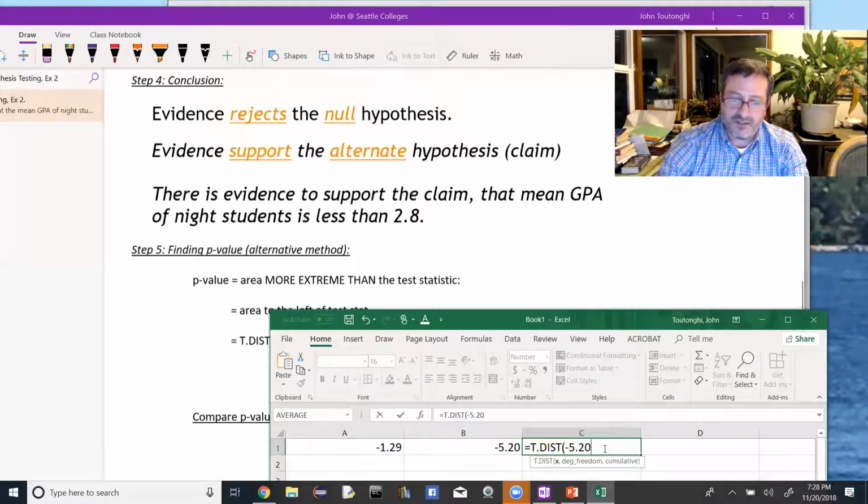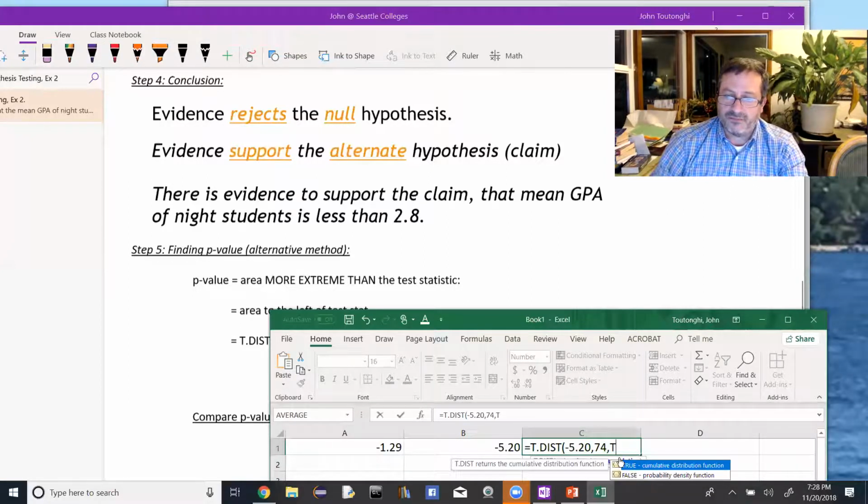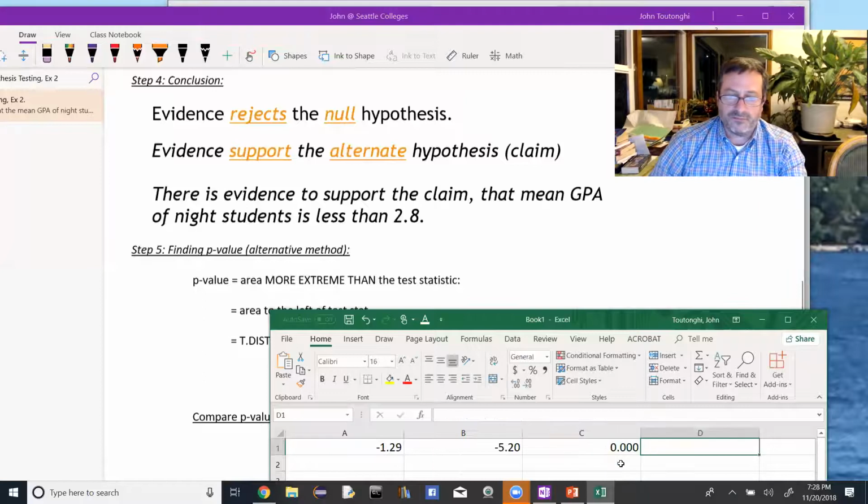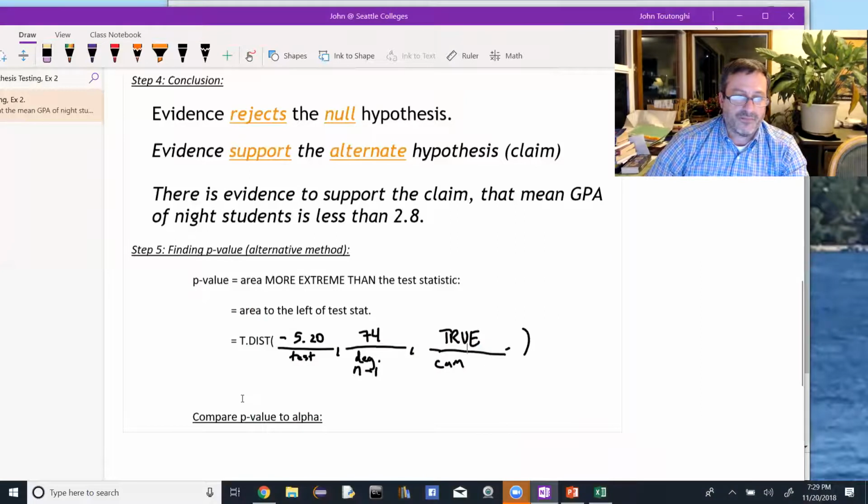Negative 5.20, comma, 74, and true. Yeah, so to 4 decimal places, that's 0. Certainly to 2 decimal places, it's also 0. So my p-value is essentially 0.00.